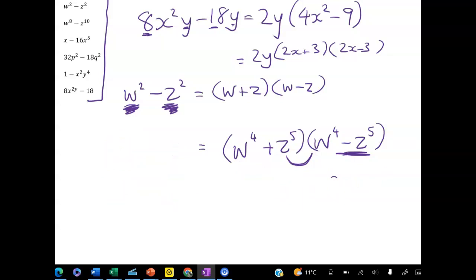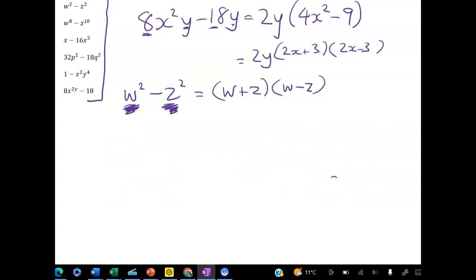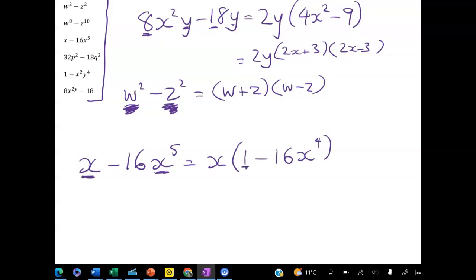Okay, next one. Now the next four are just variations on the things we've noticed so far. So x minus 16x to the power of 5 has a common factor in the x's. So we'll take out x. x times 1 gives me x, minus 16x to the power of 4. This is a perfect square. This is 1 squared. So I've got x times (1 plus 4x squared) times (1 minus 4x squared).